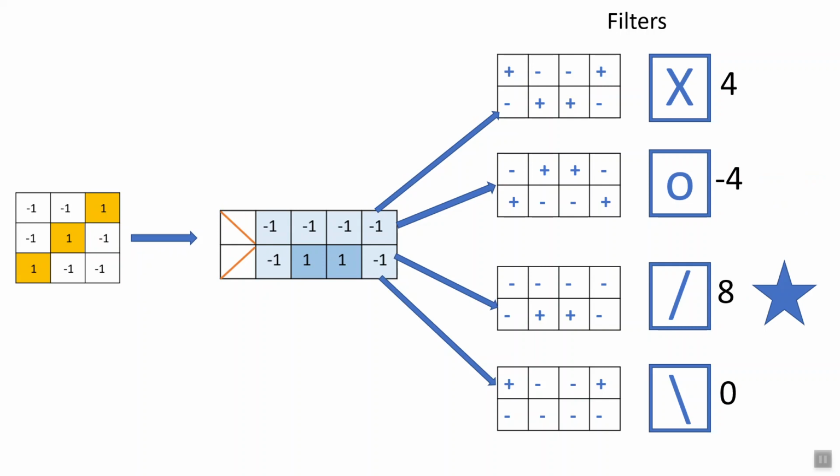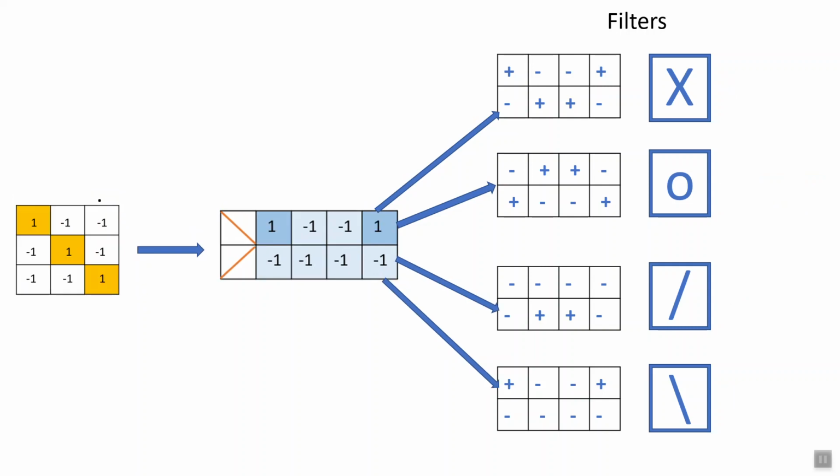So it concludes that the given image is the backward slash. Okay, similarly for the backward slash, we are going to use 4, -4, 0 and 8. So the winner is 8 for the backward slash. So what we conclude is that the given input is the backward diagonal.